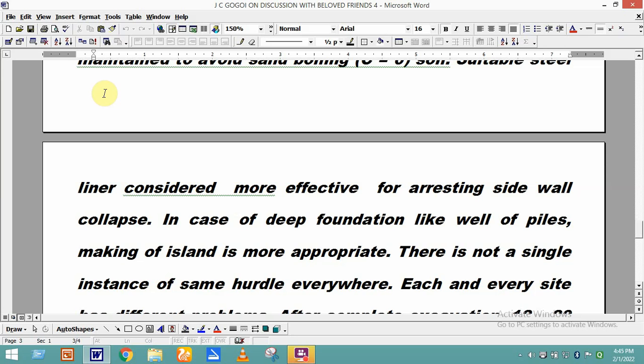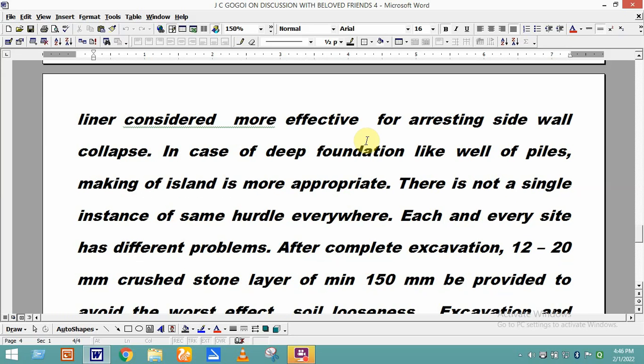Every project site has different problems and we must fight with our dedication and our think tank. We should think what is the problem, why it is happening, then only we can calculate and anticipate the arresting process. Not by books or by my discussion alone; from your own think tank you have to calculate yourself what shall be done to tackle this.